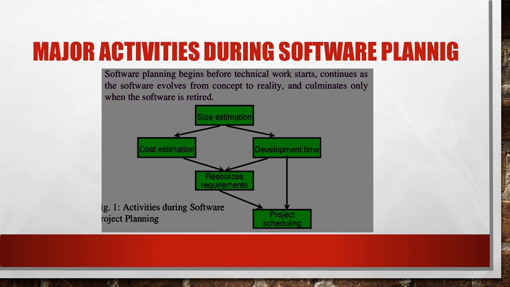The software project planner must estimate several things before a project begins: how long it will take, how much effort will be required, how many people will be involved, the hardware resources required, the software resources required, and the risks involved. All these aspects are considered by activities like size estimation, cost estimation, development time, resource requirements, and project scheduling.